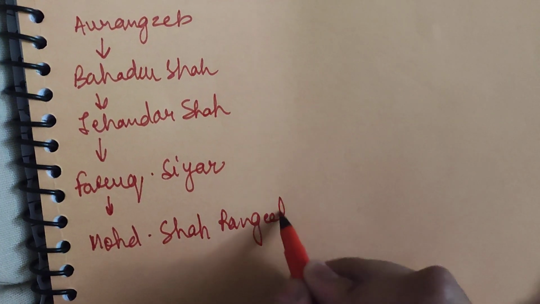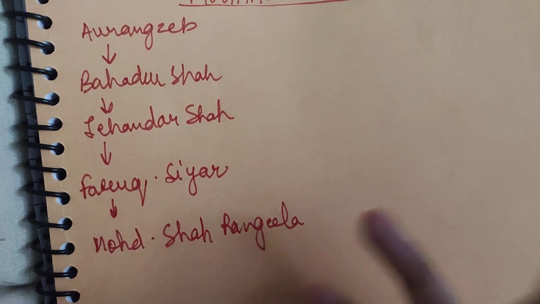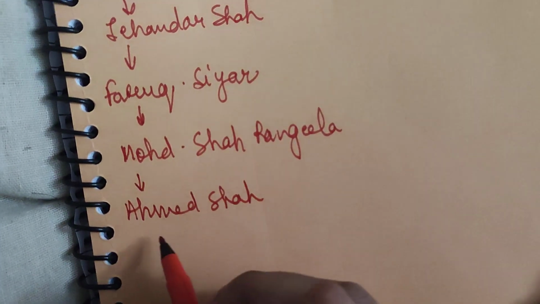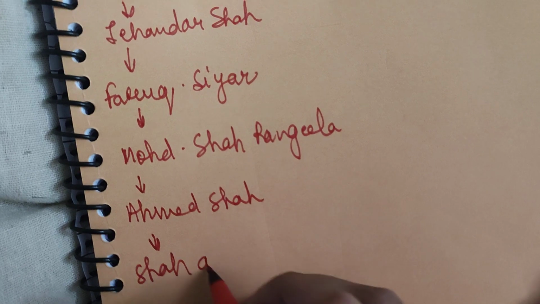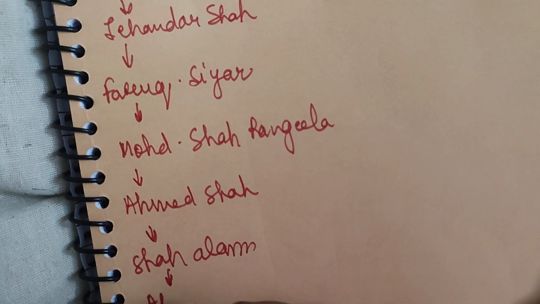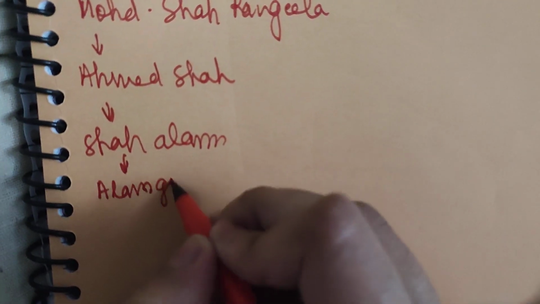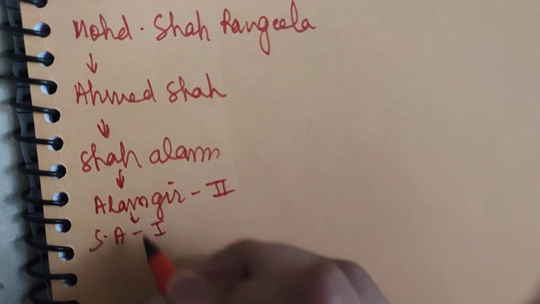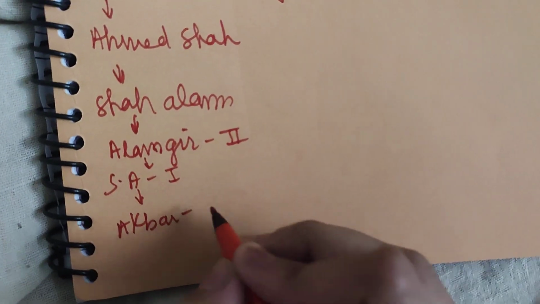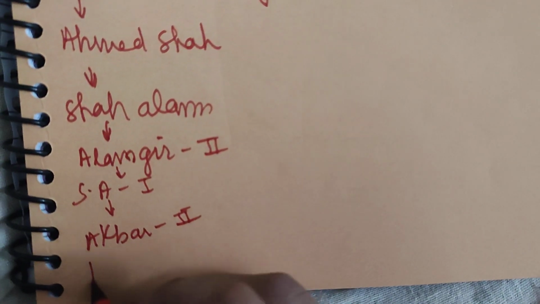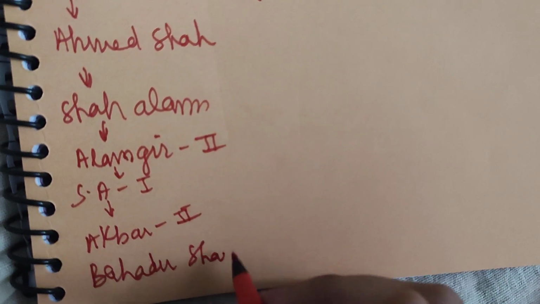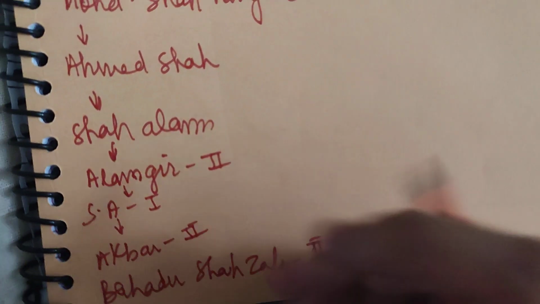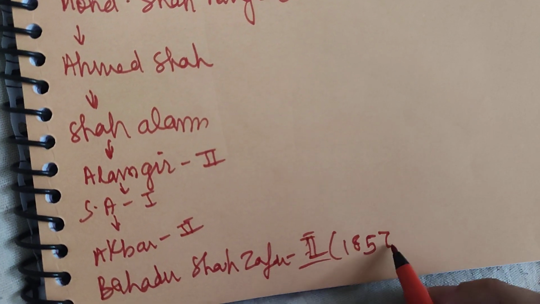They were all very weak rulers. Then we have rulers like Ahmad Shah, Alamgir II, Shah Alam II, then Akbar II, and then Bahadur Shah Zafar II. These were the weak rulers, and he was the last Mughal ruler, in 1857.